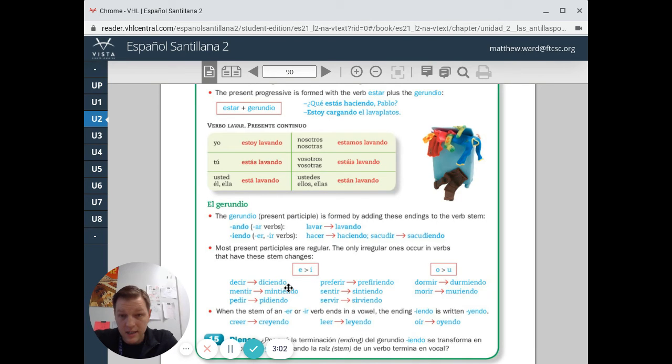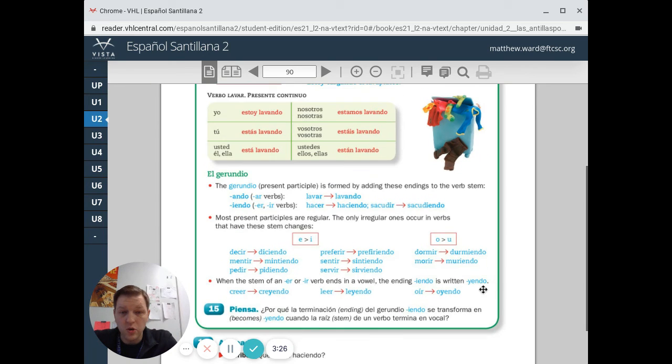Let's try these again. Saying or telling is diciendo. Lying is mintiendo. Ordering or asking for is pidiendo. Preferring is prefiriendo. Regretting is sintiendo. Serving is sirviendo. Sleeping is durmiendo. And dying is muriendo.